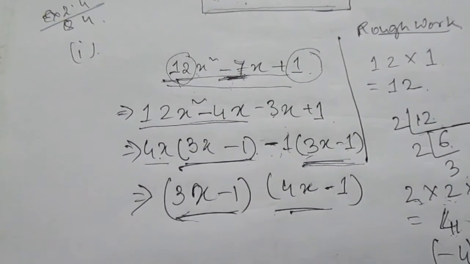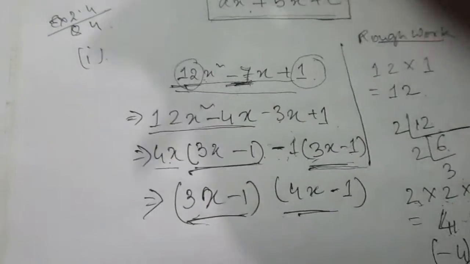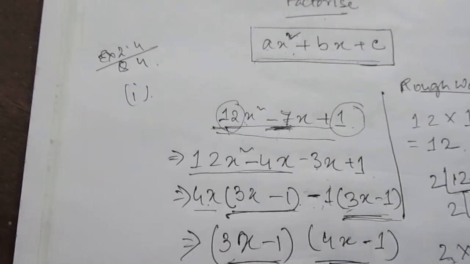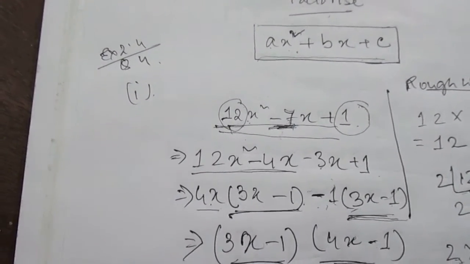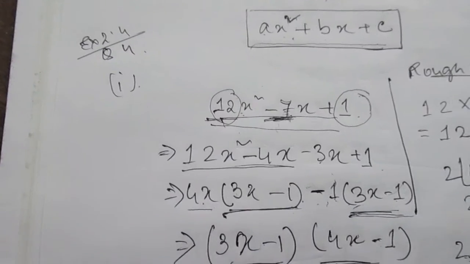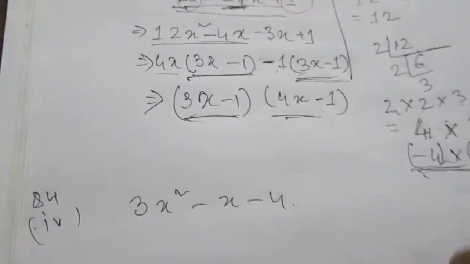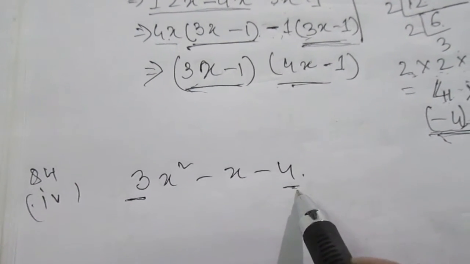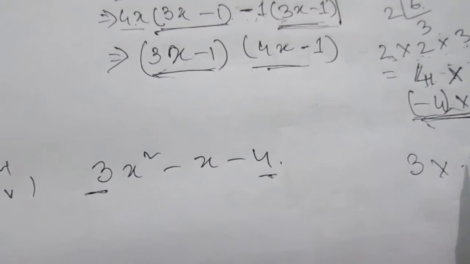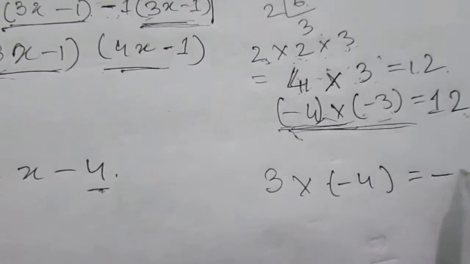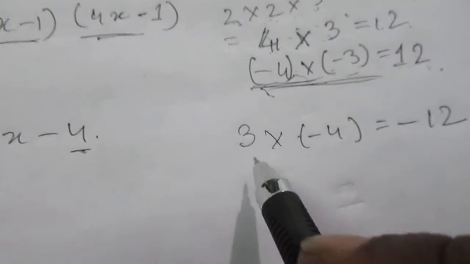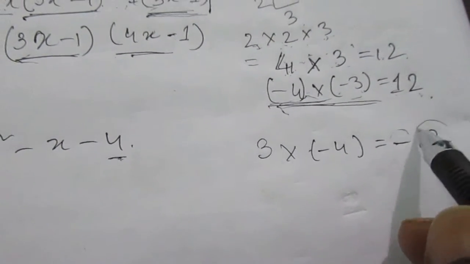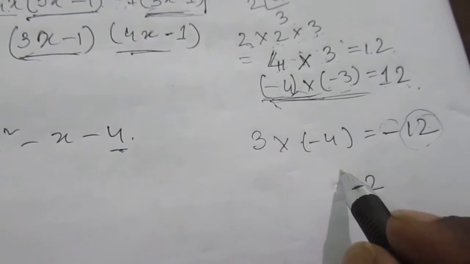Okay, so let us take another example. Question 4: 3x square minus x minus 4. Here the coefficient of x square is 3, and the constant term is minus 4. So 3 into minus 4 will give me minus 12. Now we don't have to consider the minus, let us think about 12 only. So the product is 12.